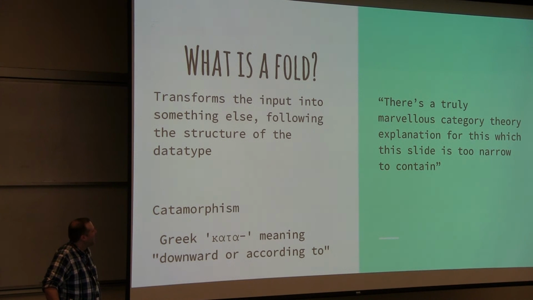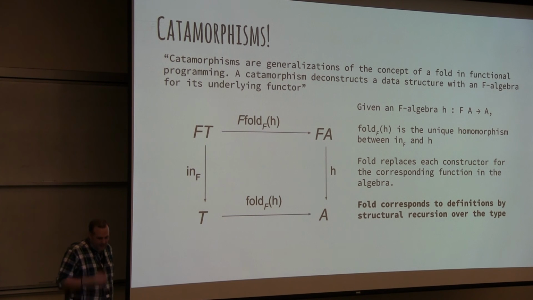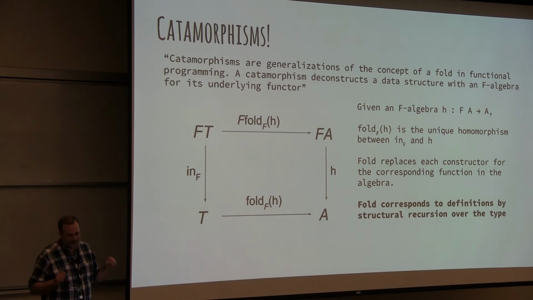But if you're not scared, I can try to explain, though I barely understand it. To be honest, I barely grasped this, so don't worry if you don't understand. If you understand, you have my admiration. Basically, with catamorphism we generalize the concept of fold, and we are deconstructing the data structure with an F-algebra for the underlying functor. That's a lot in one phrase.